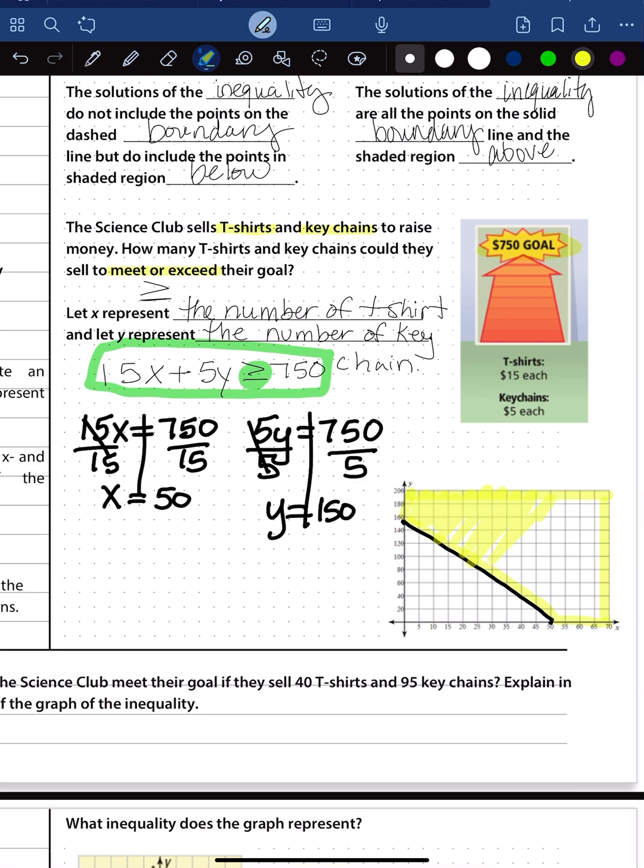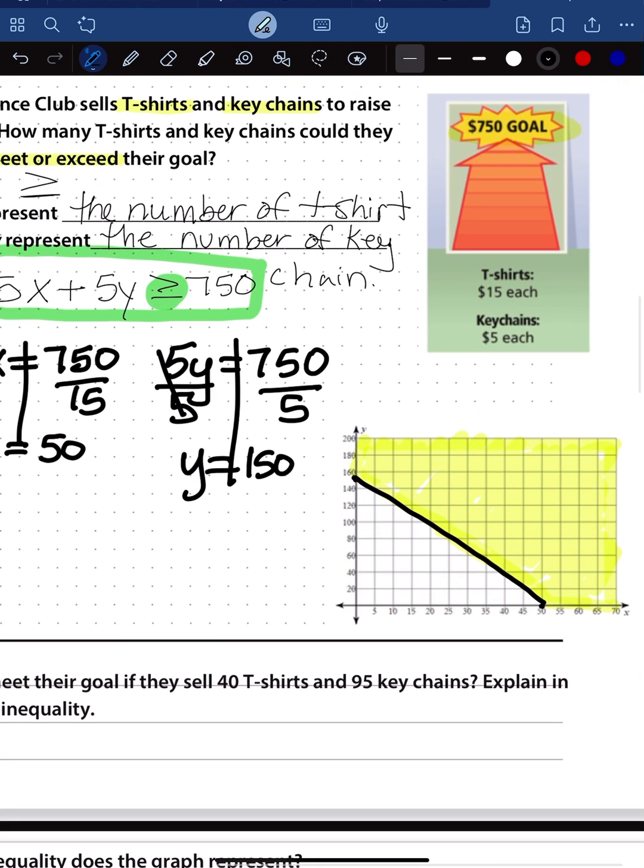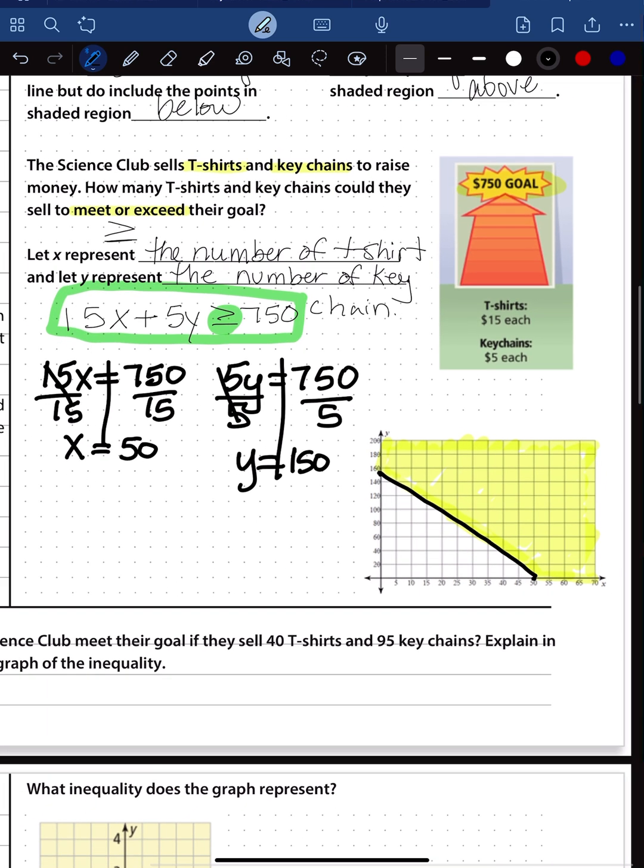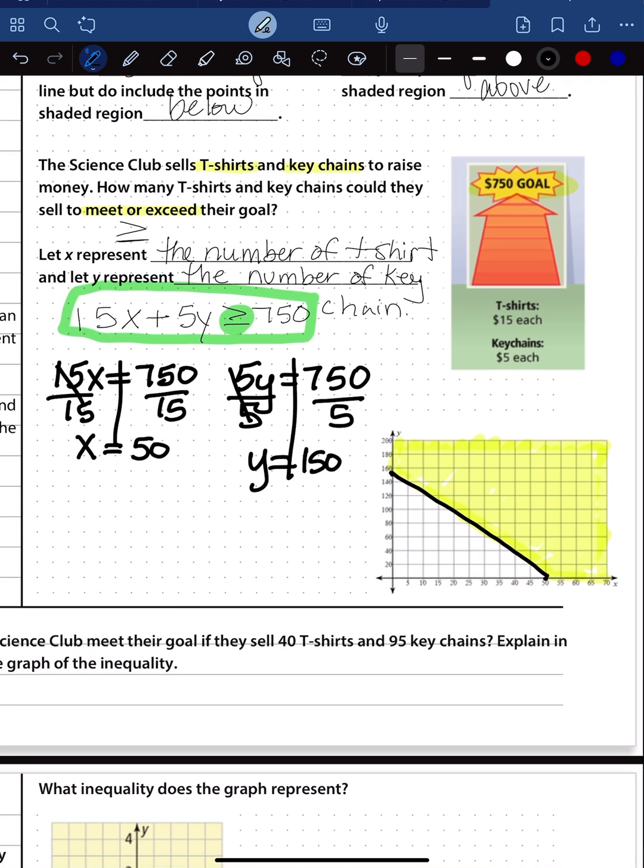So what do these values mean in terms of the fundraiser? I'm going to choose a couple examples to explain that. If they sell 50 t-shirts and 0 keychains, they will meet their goal of 750. Same if they sell 150 keychains and 0 t-shirts, they still meet the goal.